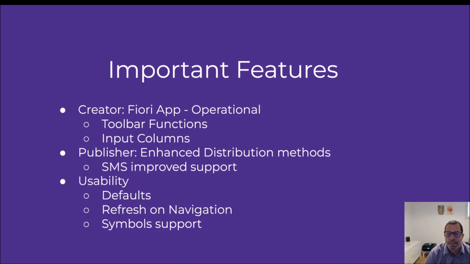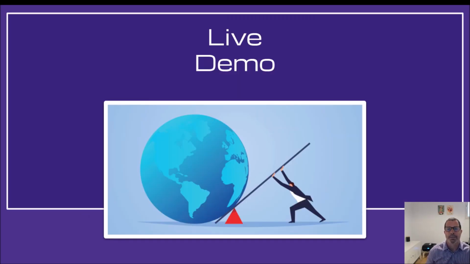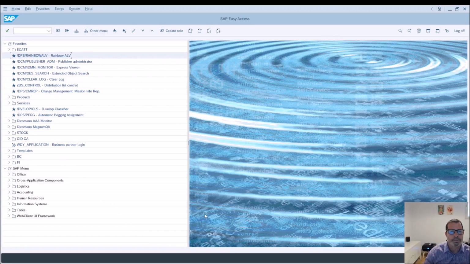Then we will talk about the publisher. We enhanced the SMS distribution method because of customers' requests, and we'll end the list of important features with things around usability: the defaults, refresh on navigation, and support of symbols in Inside App. Okay, so let's turn to the system.